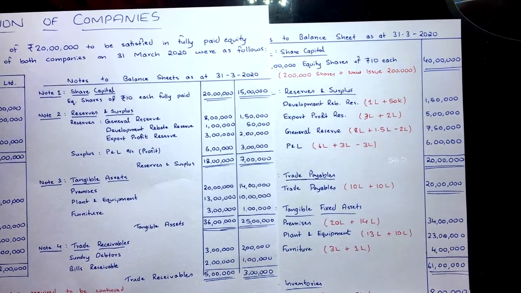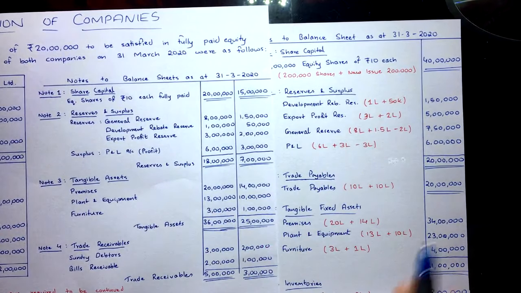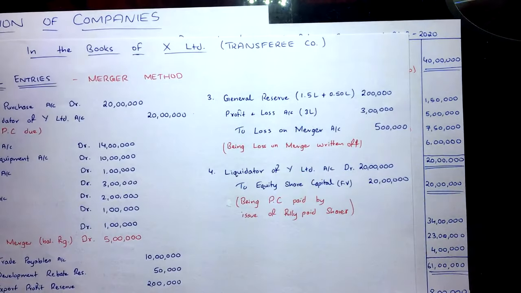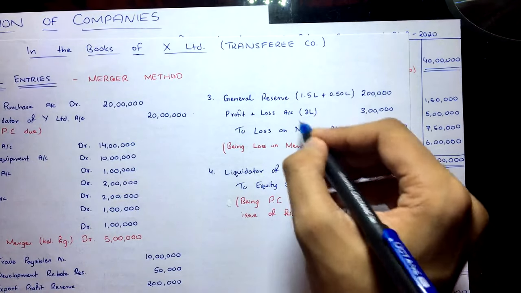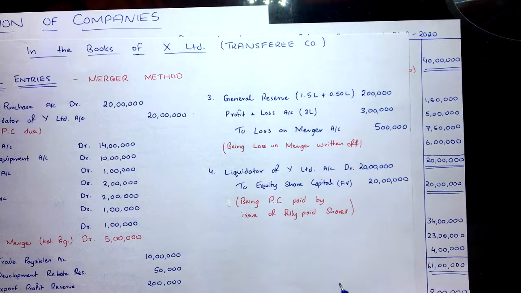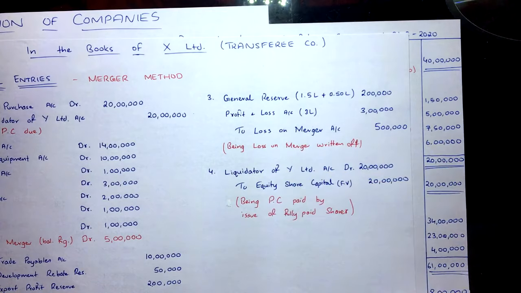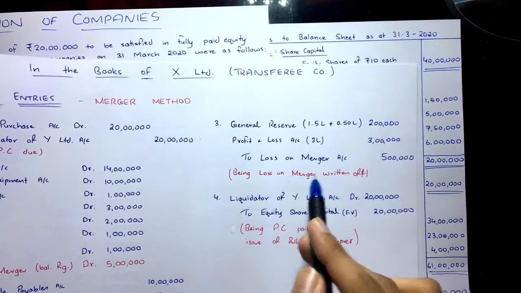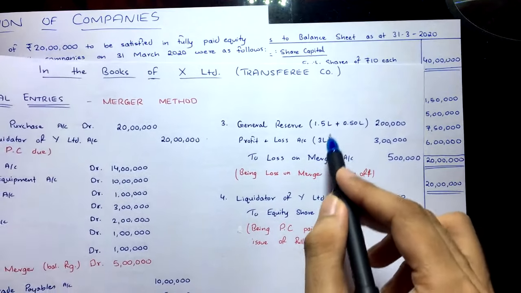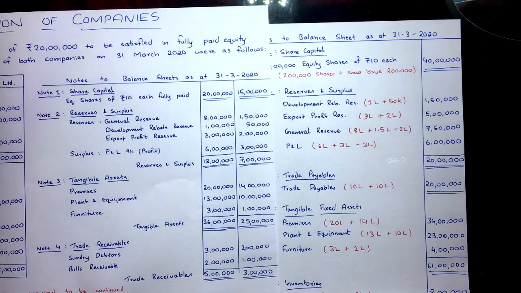And then we have to come to general reserve and PNL. Can we directly add general reserve and PNL here? No, we can't. Why? Because we have already used general reserve and profit and loss. We have completely used the old company's GR and PNL, and the new company's 50,000 general reserve as well. So that is what we have to subtract. To write off the loss on merger, we have used free reserves, GR and PNL: GR 2 lakh, PNL 3 lakh. So you have to subtract that.